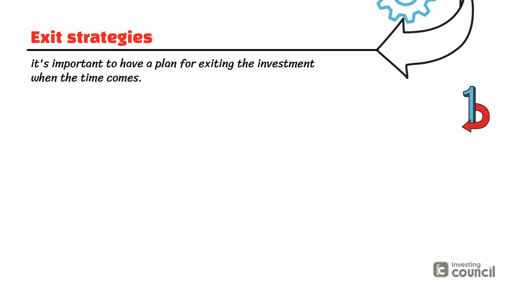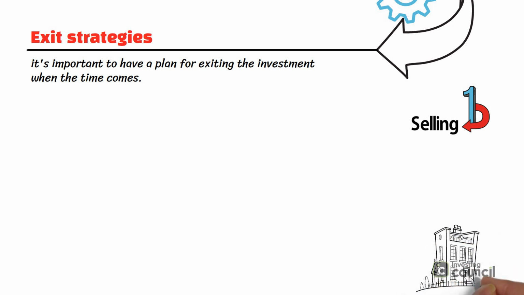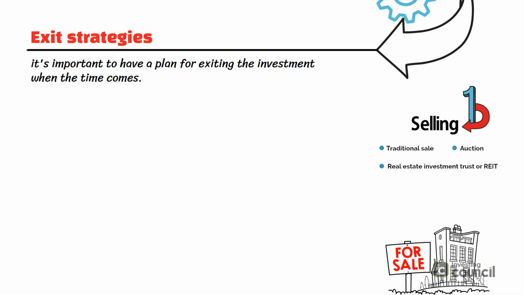The common one is selling multifamily homes. Selling the multifamily property is one of the most common exit strategies for investors. This can be done through a traditional sale, auction, or sale to a real estate investment trust or REIT. When selling a property, investors should consider factors such as market conditions, property condition, and potential tax implications.